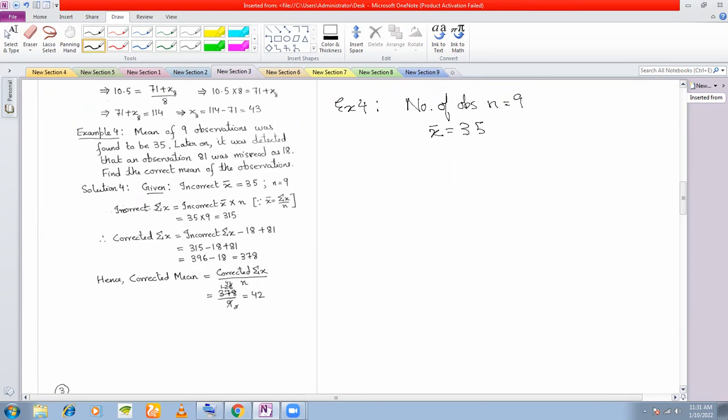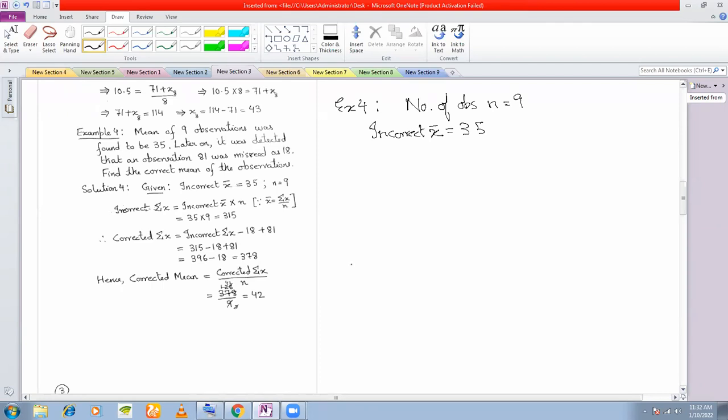Later on, now after calculation of mean, somehow it was detected that an observation 81 was misread as 18. It is quite possible, isn't it? It happens. It is only human to err, right? Now, after calculation of mean, it was found that so many observations were there, and you made a mistake that instead of 81 observation, you thought it was 18, right? Now you have to find out the correct mean. That means this mean that you've got is an incorrect mean, right? This mean is incorrect, isn't it?